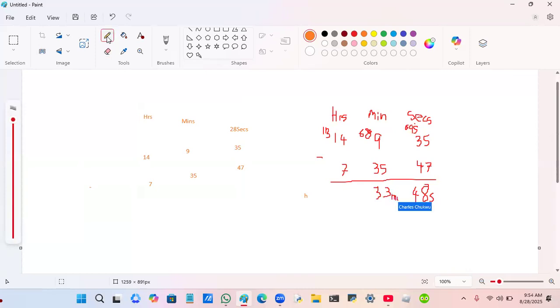And then the last one, hours. 13 minus 7, which is what? 6 hours. I said 6. 13 minus 7 is 6. It's not 5. So that's the final answer: 6 hours, 33 minutes, 48 seconds. You can write it down.